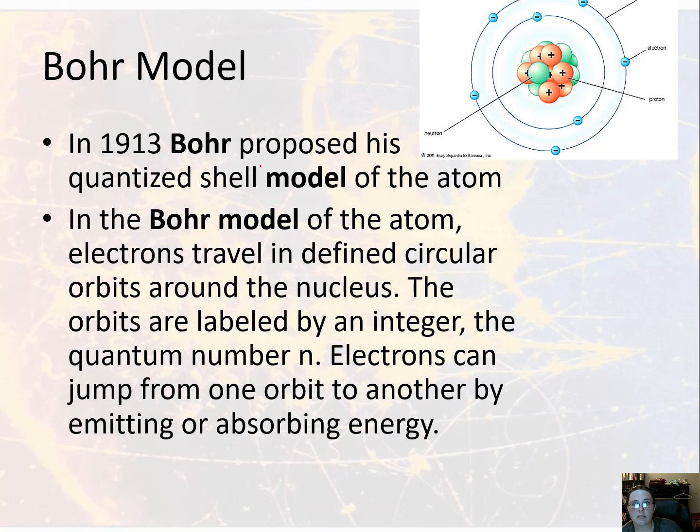In Bohr's model of the atom, electrons traveled in a defined circular orbit around the nucleus. So here's the nucleus, and the electrons traveled in certain shells of the nucleus, and it was labeled by the integer n, the quantum number n. Electrons can jump from one orbit to another by emitting or absorbing energy.